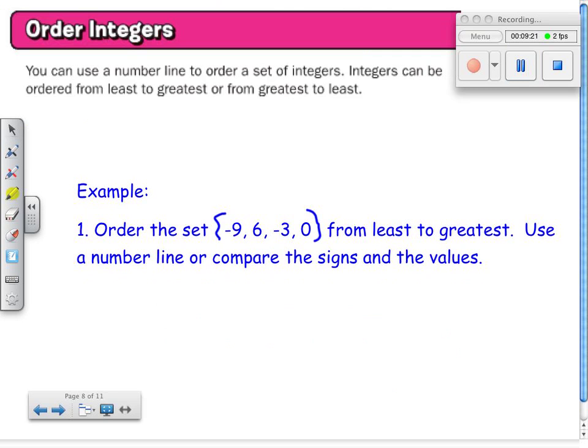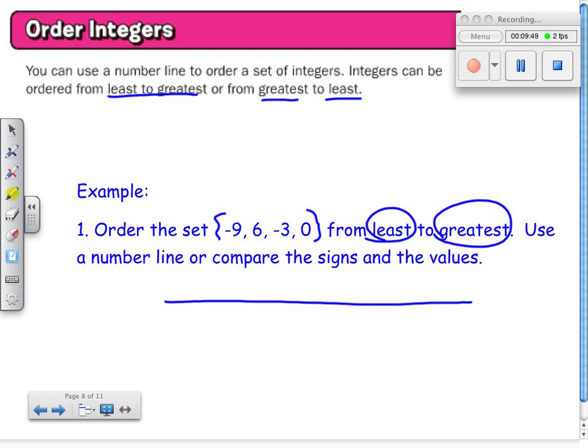You may have several numbers to order from least to greatest, so be careful. It could either be from least to greatest, or it could be from greatest to least. For example, order the set of numbers negative 9, 6, negative 3, and 0 from least to greatest. Now, if I'm one of those guys that reads carelessly, I would be circling those numbers to know which order I'm going to do. We're going to go the smallest first.